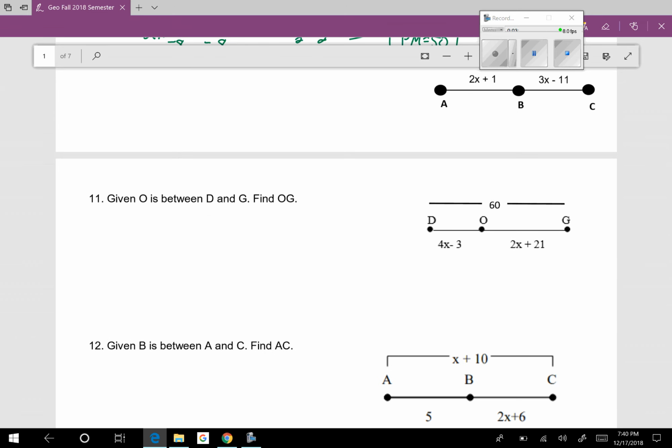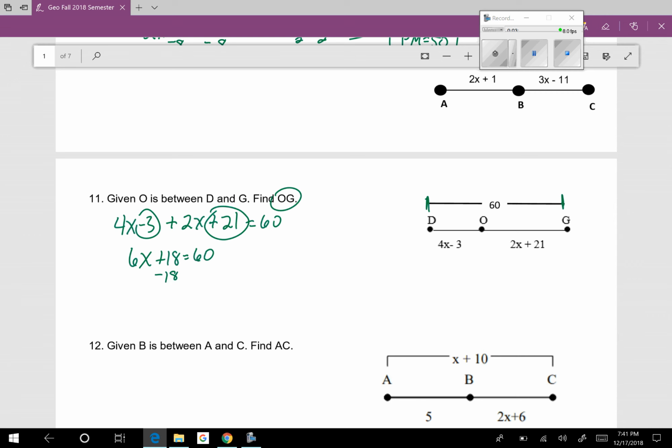Number 11, given O is between D and G, find OG. Okay, between. Between means it's somewhere in here. Doesn't mean that it's exactly in the middle. So we have to understand that if we take the 2 sections, DO and OG, and add them, we'll get the total line, which is 60 here. So 4x minus 3 plus 2x plus 21 has to equal 60. Okay, combine like terms. 4x and 2x is 6x. Negative 3 and positive 21, that's positive 18. And that's equal to 60.